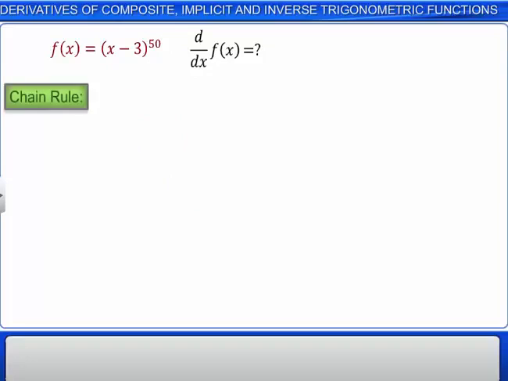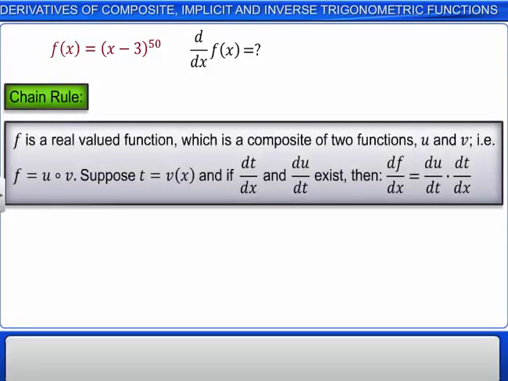f is a real-valued function, which is a composite of two functions, u and v. Suppose t is equal to v of x, and if both dt by dx and du by dt exist, then df by dx is equal to du by dt into dt by dx.